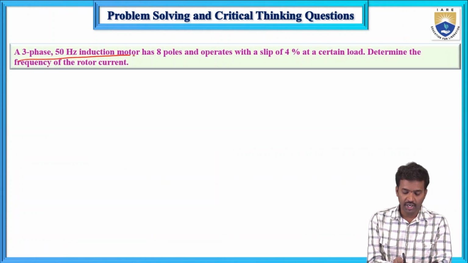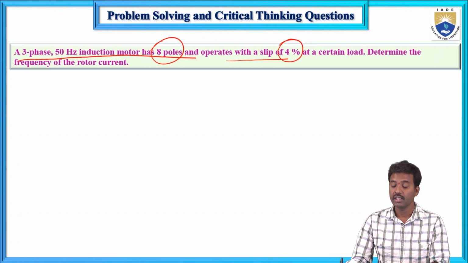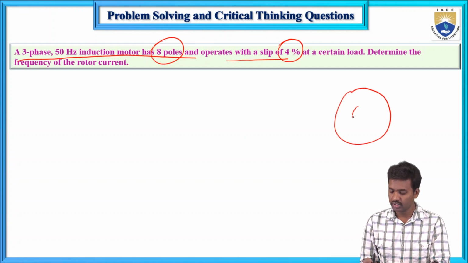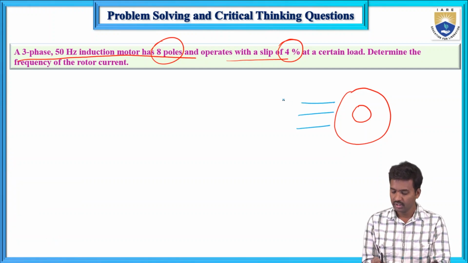A three-phase 50 Hz induction motor has 8 poles and operates with a slip of 0.4% at a certain load. Determine the frequency of rotor current. So how will you calculate the rotor frequency? See the diagram first. First I will draw the induction motor diagram, this is the stator and this one is the rotor. Here this is the three-phase supply, 50 Hz, and 8 poles.